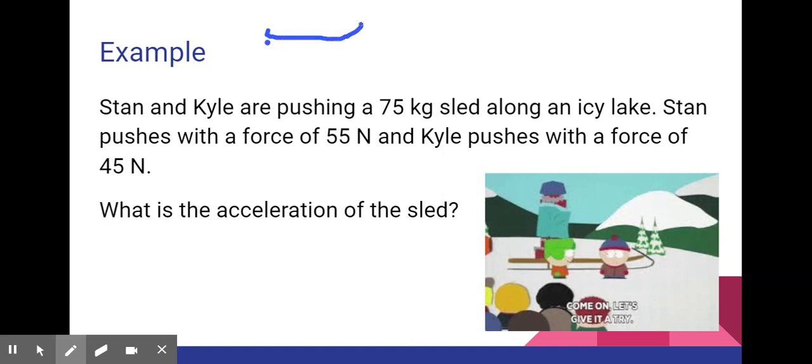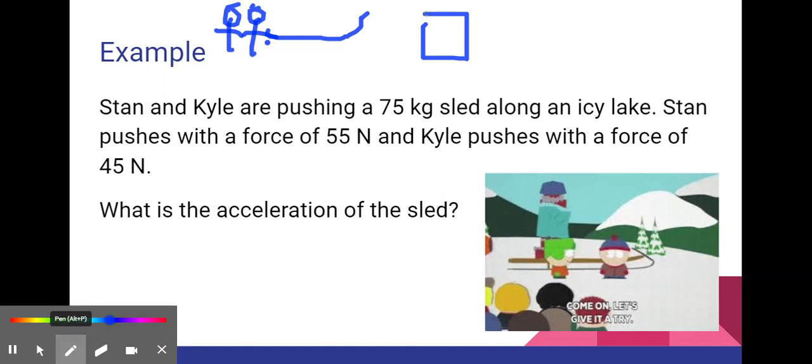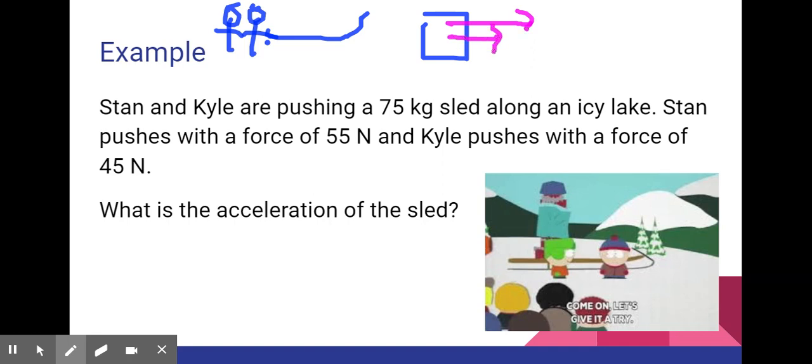So we've got our little sled here, and we have Stan and Kyle pushing the sled. If I were to draw a free body diagram, which again we'll learn about later, I would have this applied force from Stan of 55 newtons, and this applied force from Kyle of 45 newtons. We do have our gravitational force going down and our normal force going up, but those are balanced forces, so we can ignore them for this problem.